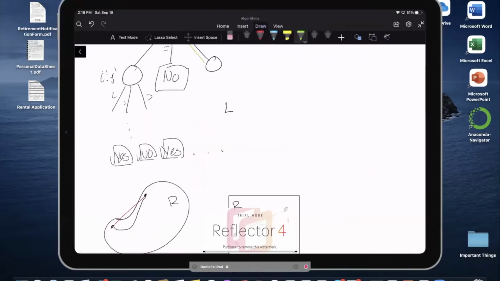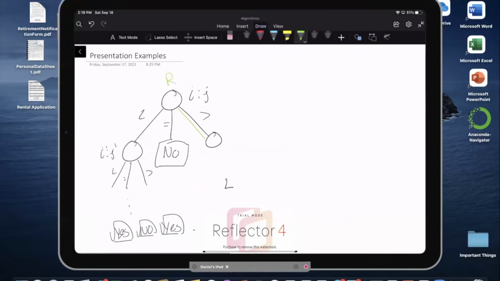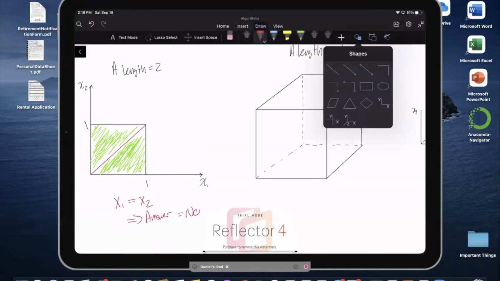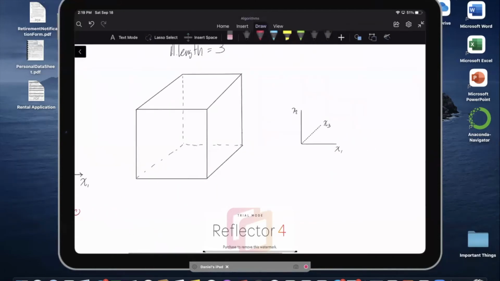So every time we pass through one of these nodes, we're shrinking our region. And this similar argument can be made for 3 dimensions, right? So if we have x1 is equal to x3, instead of being just a straight path line, that's instead going to give us this entire plane.